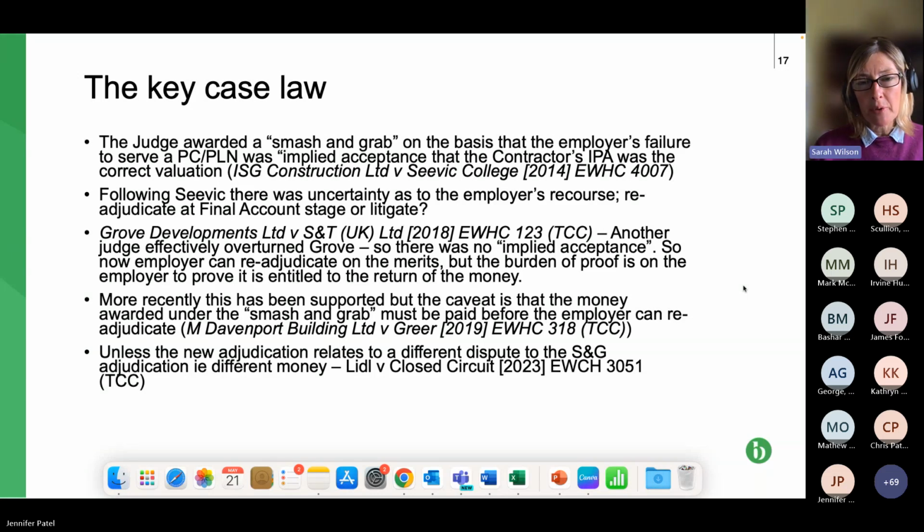A new case right at the bottom, from 2023, Liddell and Close Circuit, says that if you want to adjudicate following a smash and grab on something totally different, then you can, without having paid that smash and grab. But that sort of makes sense. What the smash and grab rule is, you've got to pay your smash and grab money before you can counter adjudicate to recover it. So if we can move on to the next slide, please.